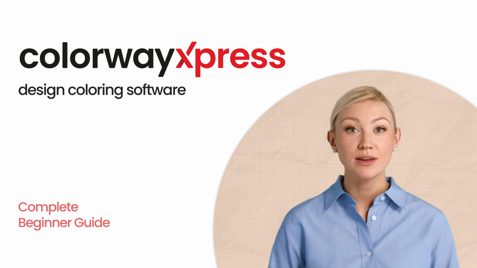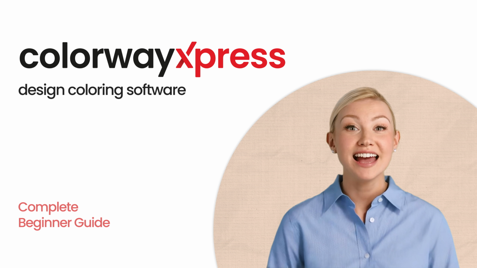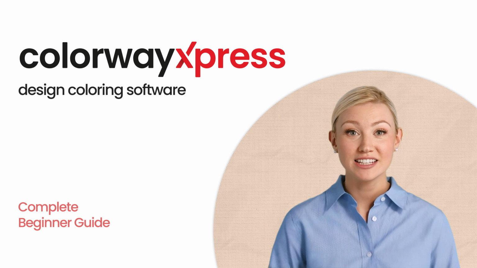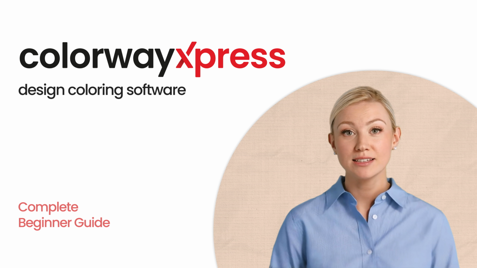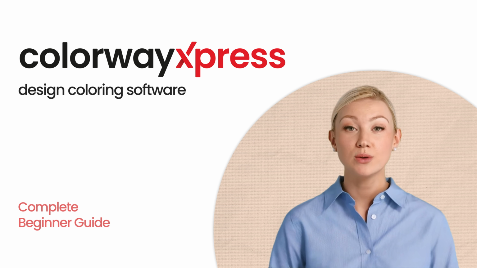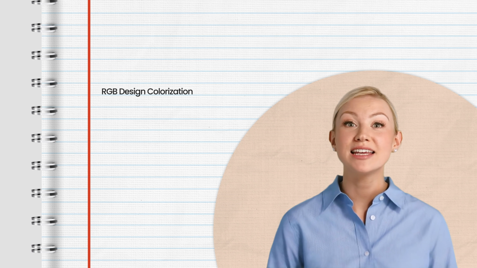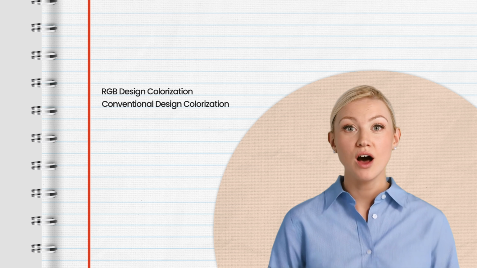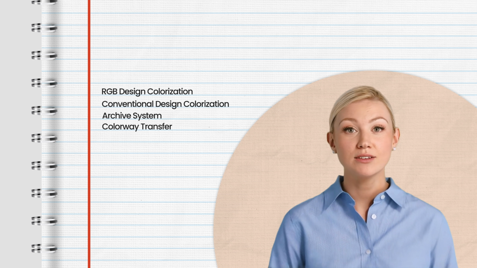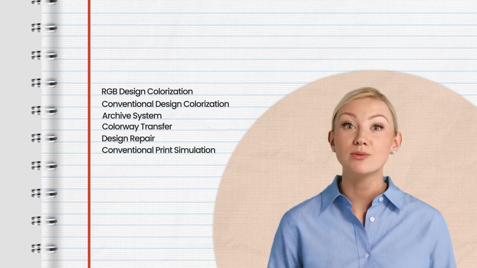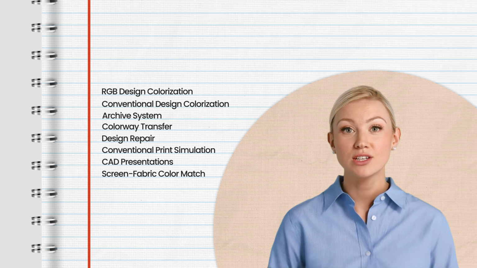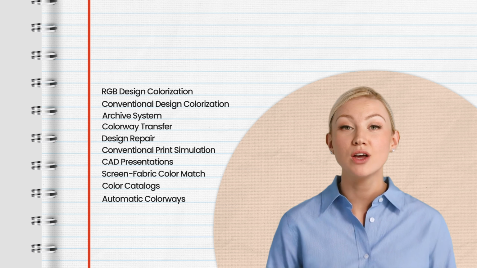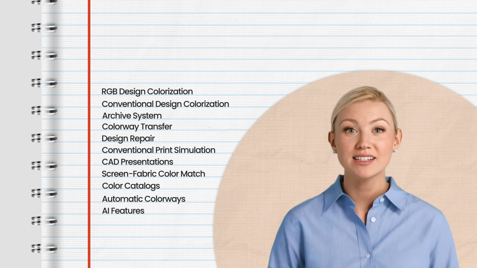ColorwayXpress is a software with which you can colorize your conventional and digital designs with advanced features tailored for the textile industry. In this video series, I will teach you how to use ColorwayXpress. Here are the main features you will learn: RGB design and conventional design colorization, archive system, colorway transfer, design repair, conventional print simulation, CAD presentations, screen fabric color match, color catalogs, automatic colorways, and AI features.